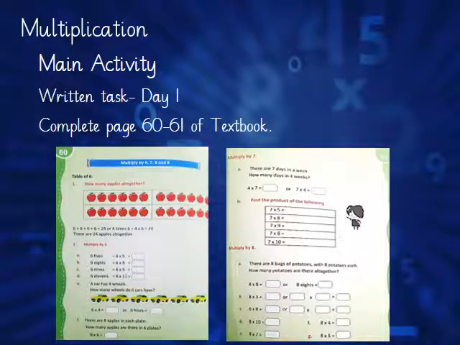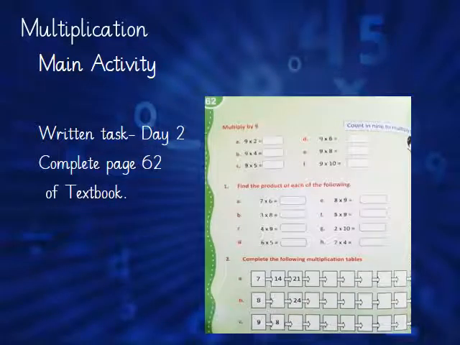After watching the video and after doing a lot of practice, I hope that the concept of multiplication is quite clear to you. So we can move towards the written task. For day 1, complete page number 60 and 61 of textbook. Written task for day 2. Complete page number 62 of textbook.